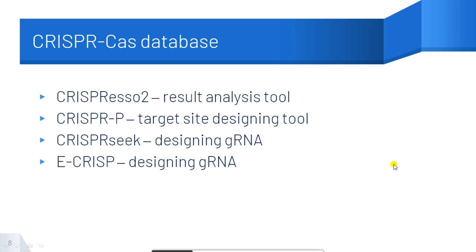To help researchers in designing experiments, several databases have been developed to provide information on the Cas genes and CRISPR loci. For example, CRISPR-S02 can analyze the experimental results performed using the CRISPR-Cas tool. CRISPR-P can be used to identify and design the proper target site sequence. CRISPR-Seq or E-CRISP can be used to design the guide RNA.